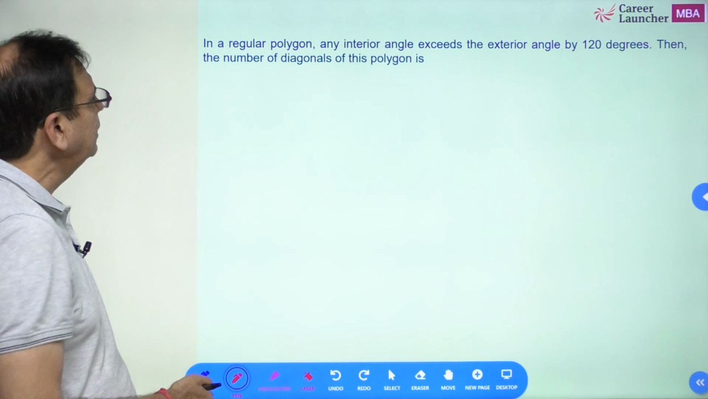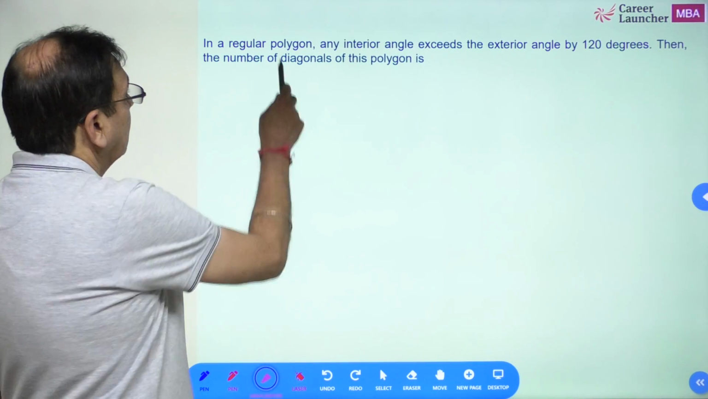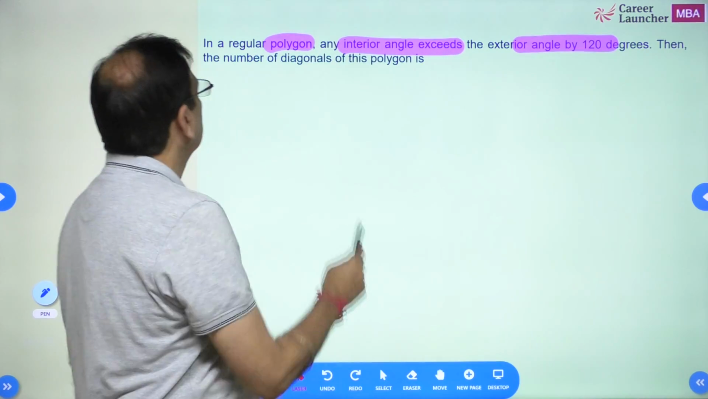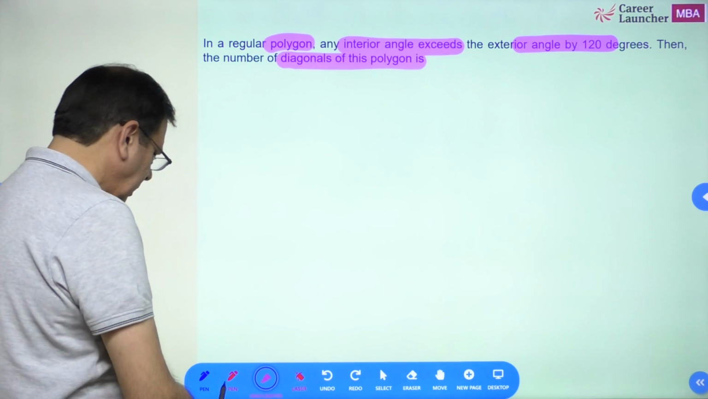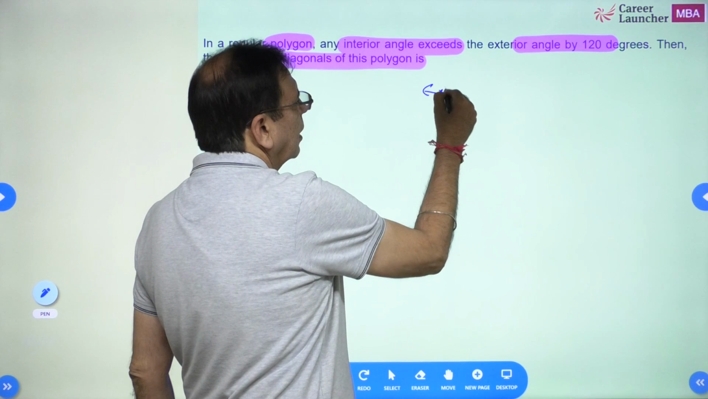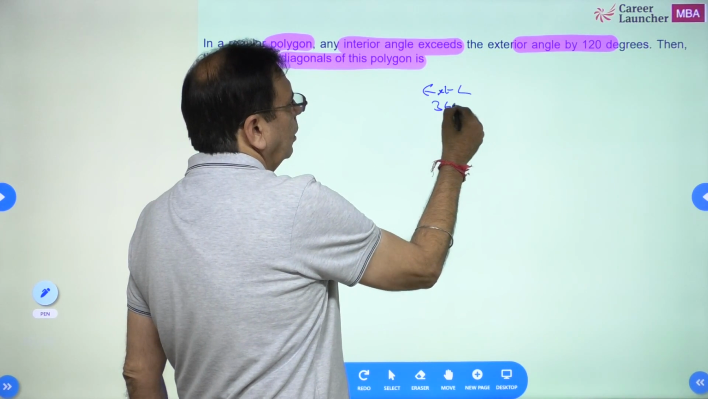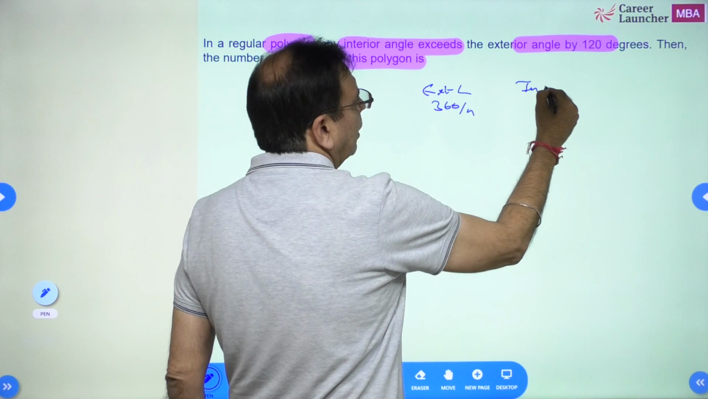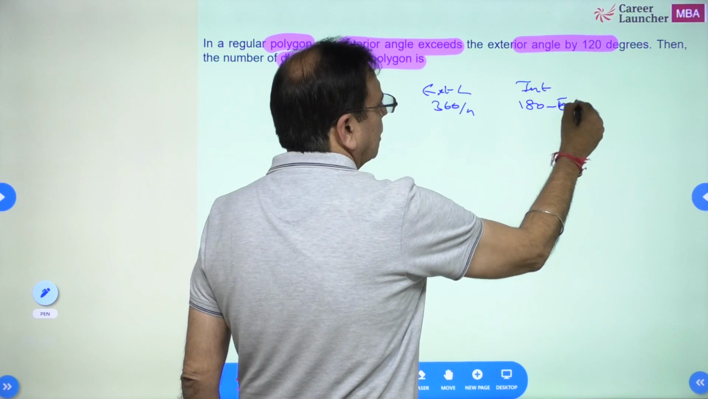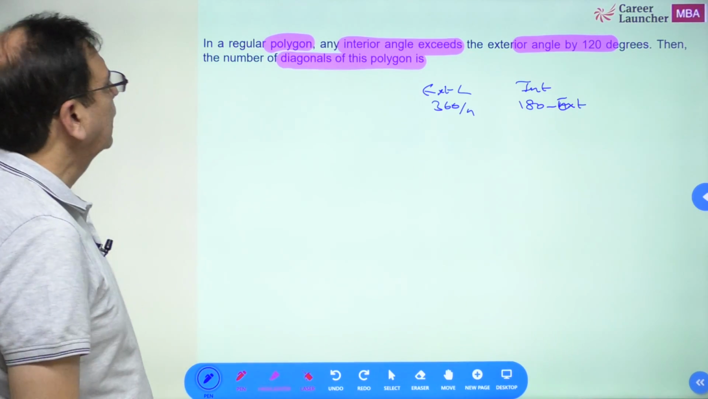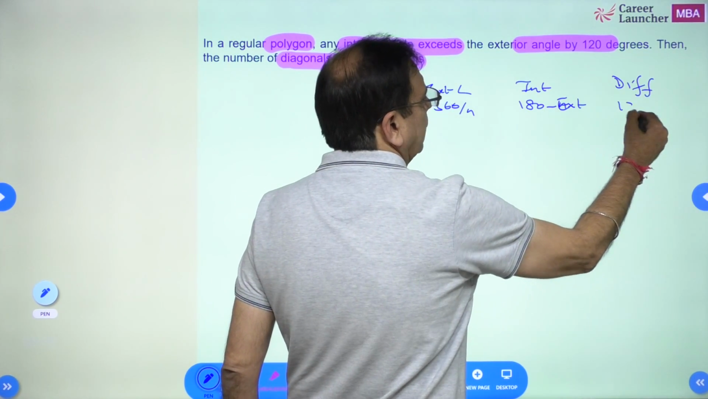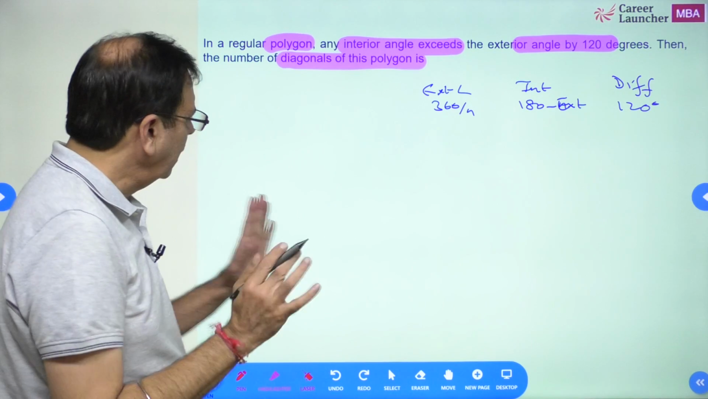Okay. Question 19. In a regular polygon, any interior angle exceeds the exterior angle by 120 degrees. Then what is the number of diagonals in the polygon? Okay. Now, what is the exterior angle of a polygon? It is 360 upon n. So what will the interior be? 180 minus exterior. Okay. We want the difference between the two to be 120 degrees. Okay. Now let's look at it this way.